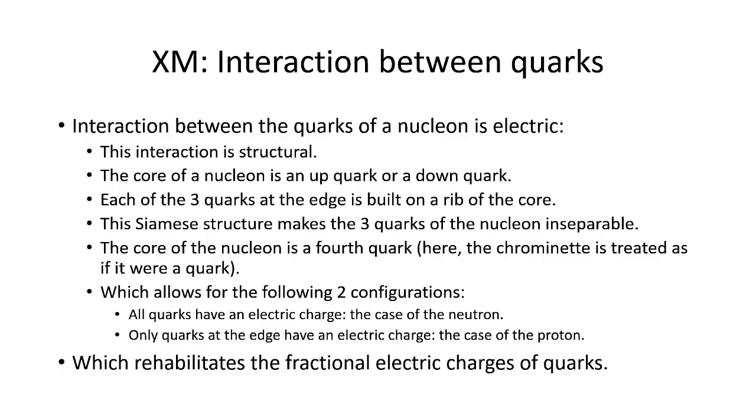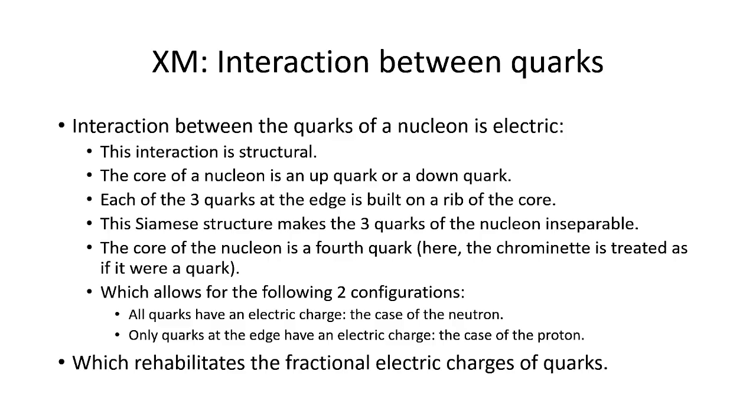XM, interaction between quarks. Interaction between the quarks of a nucleon is electric. This interaction is structural. The core of a nucleon is an up quark or a down chrominate, but here, the chrominate is treated as if it were a quark. Each of the three quarks at the edge is built on a rib of the core. This Siamese structure makes the three quarks of the nucleon inseparable.